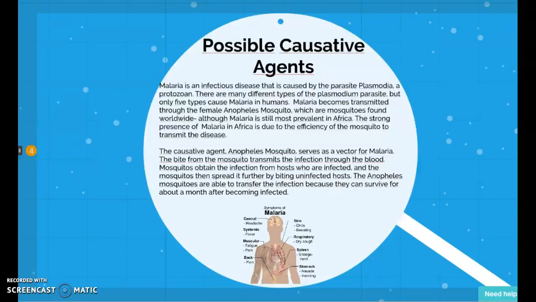The causative agent, Anopheles mosquito, serves as a vector for malaria. The bite from the mosquito transmits the infection through the blood. Mosquitoes obtain the infection from hosts who are infected, and the mosquitoes then spread it further by biting uninfected hosts. The Anopheles mosquitoes are able to transfer the infection because they can survive for about a month after becoming infected.